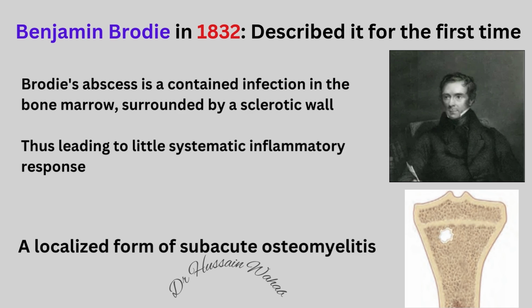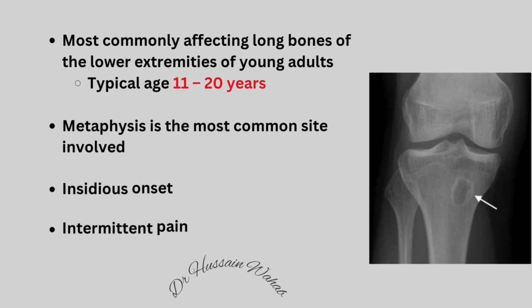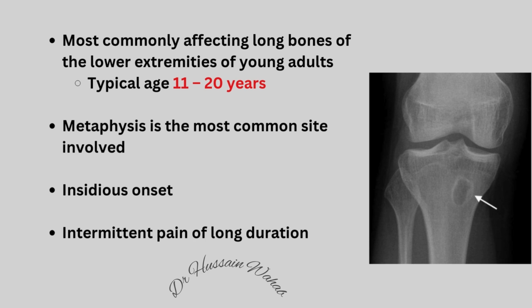Basically, it is a localized form of subacute osteomyelitis, most commonly affecting long bones of the lower extremities of young adults. Typical age of this disease is 11 to 20 years. Metaphysis is the most common site involved. Before physeal closure, the metaphysis is most often affected. In adults, the metaphyseal epiphyseal area is involved.